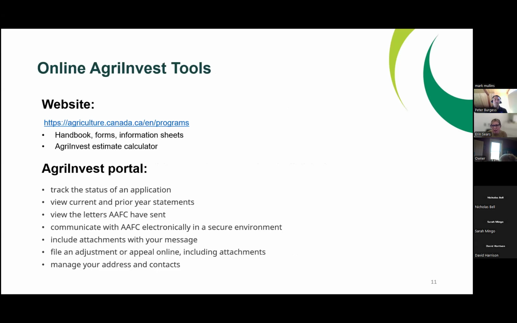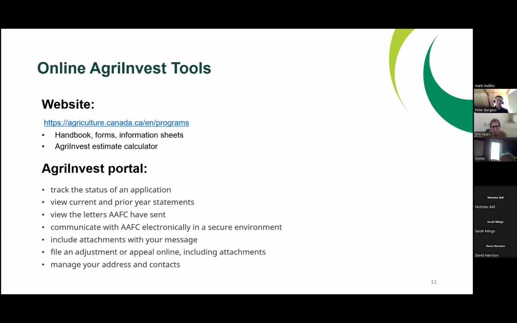So here I just wanted to highlight some of the tools on the website. If you go to the website, there are specific handbooks, all the forms, and also information sheets for specific questions that you might have. Like I said, it's a pretty simple calculation, but there is an AgriInvest estimate calculator that you can play around with just to see what those numbers look like for your farm.